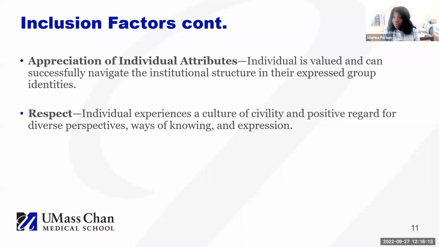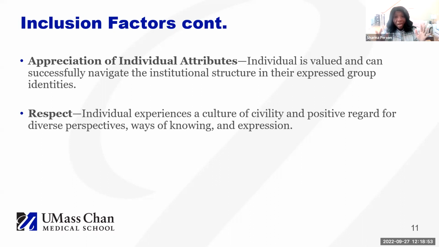Appreciation of individual attributes. This is a factor that is aimed at determining whether the individual feels valued and can really navigate the institution's structure in their express group identity. So they don't feel any barrier based on however they self-identify as to really being able to navigate in the institution. And respect. The individual is experiencing a culture of civility and positive regard for their diverse perspectives, ways of knowing and expression. So those are the inclusion factors that make up the DES.